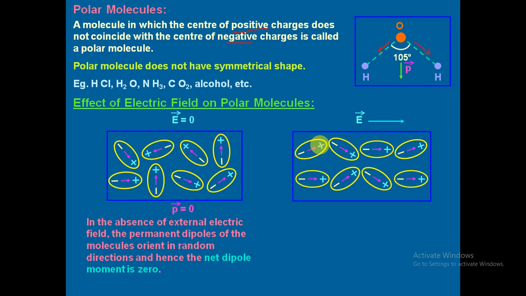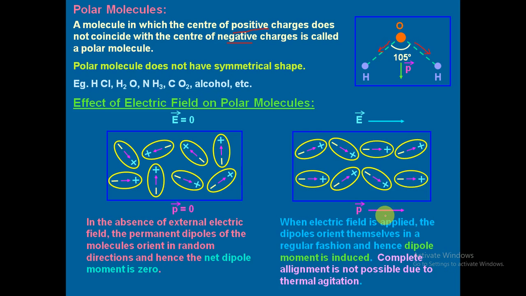So here the net dipole moment is not equal to 0. Some dipole moment is going to exist in the direction of the field. So when electric field is applied, the dipoles orient themselves in a regular fashion, and hence dipole moment is induced. Complete alignment is not possible due to thermal agitation. We have not shown here the complete alignment. Thermal agitation is always there. But we can say that net dipole moment will exist when the polar molecules are placed in a uniform electric field.